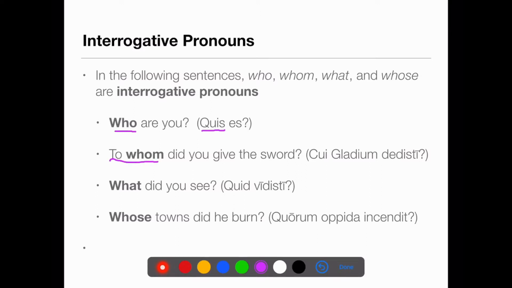To whom did you give the sword? In Latin, we would say cui gladium dedisti. What did you see? Quid vidisti? Whose towns did he burn? Quorum oppida incendit.